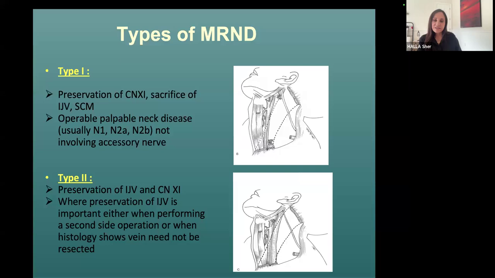Type 2 modified radical dissections are where we preserve both the internal jugular vein and the spinal accessory nerve. And this is a primary operation that you want to do on a patient if the patient has very advanced disease on the ipsilateral side requiring ligation of the internal jugular vein, but they also need a therapeutic neck dissection on the contralateral side. You really want to try your best to preserve the contralateral internal jugular vein to reduce the postoperative morbidity and mortality.